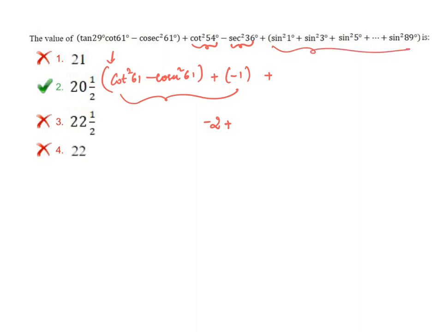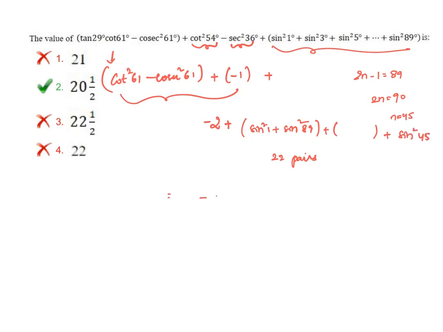1 to 89 with a space of 2. So it follows 2n minus 1 sequence. So 2n minus 1 is equal to 89 means 2n is equal to 90. Therefore, there are 45 terms. So these 45 terms, if you pair it like sin square 1 plus sin square 89, so you will get totally 22 pairs, and the last one is sin square 45.